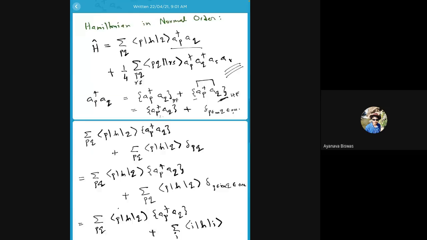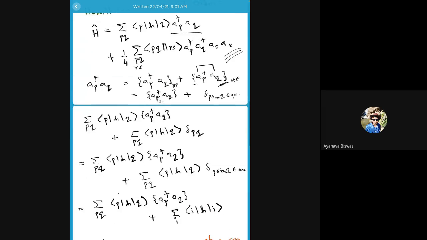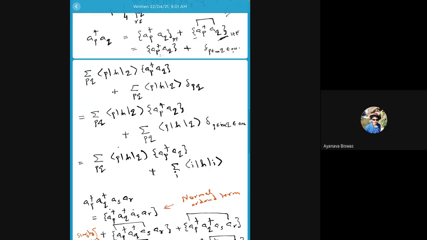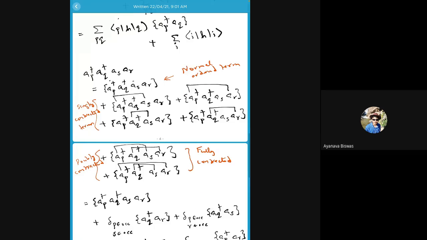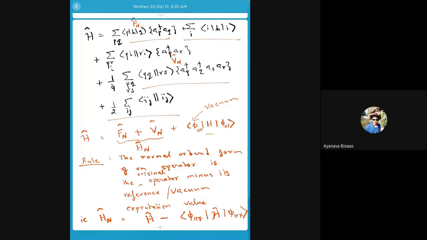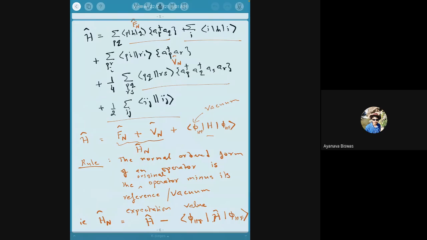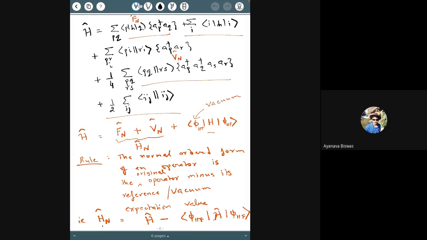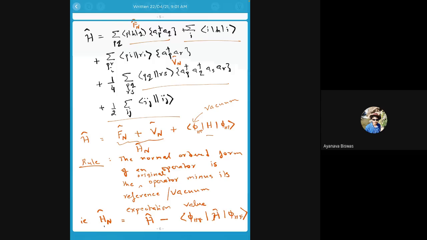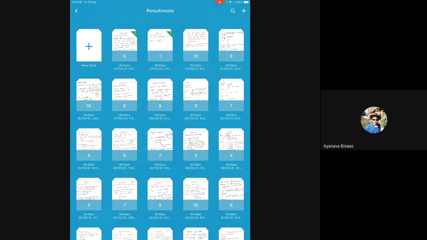then we rewrote the strings of operators involved in it as normal ordered plus contracted terms, and we obtained an expression for the normal ordered Hamiltonian, which is this last line here: the normal ordered Hamiltonian is basically the original Hamiltonian minus the expectation value of the Hamiltonian with respect to the vacuum, or the reference function which has been used for normal ordering it. So we will start there today.